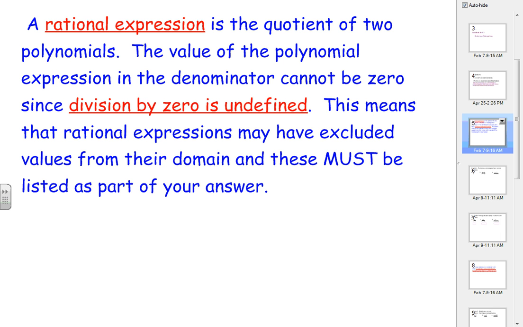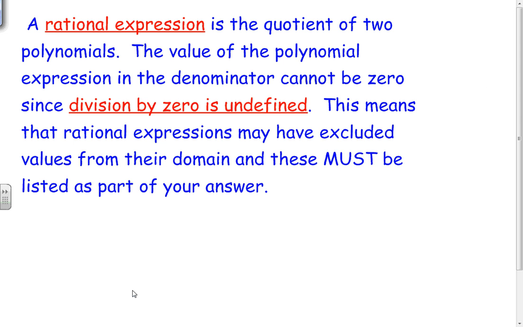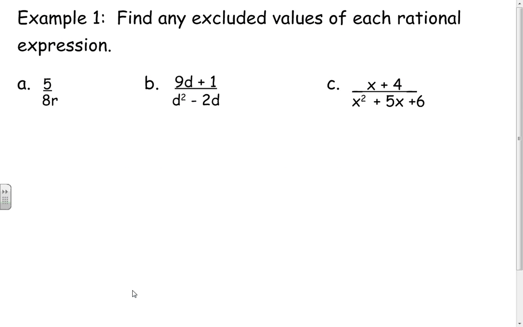So that means anytime you have a denominator or a division, you have to make sure that 0 doesn't end up on the bottom. That means that you have to have excluded values, values that aren't allowed because they'd give you 0 on the bottom. That's part of your answer. You have to list those excluded values. So before we start simplifying those expressions, we want to talk about excluded values. Excluded values mean what values would make the denominator 0.